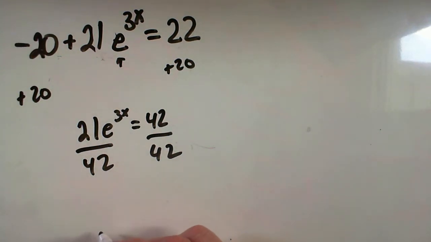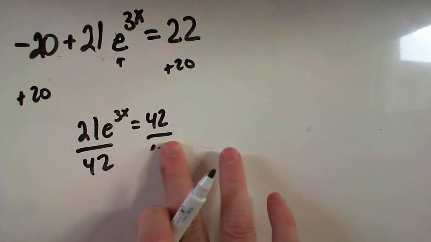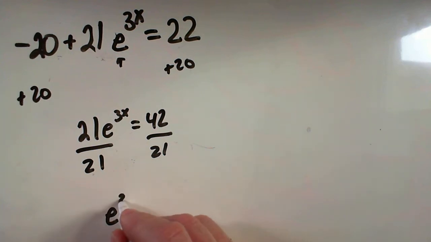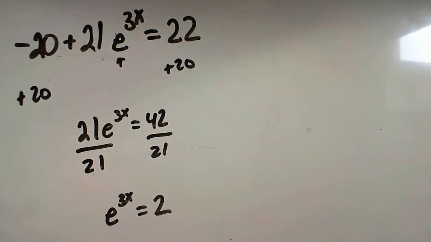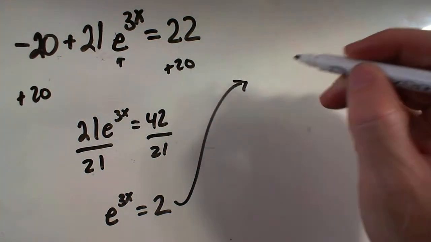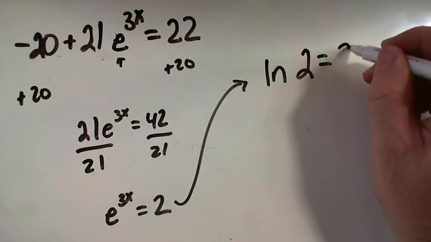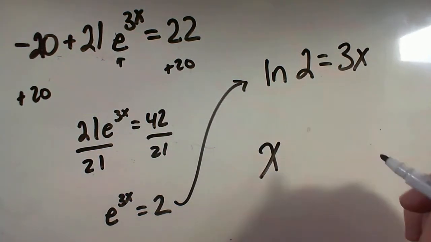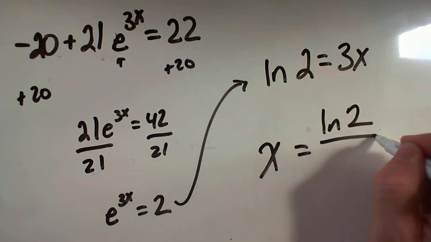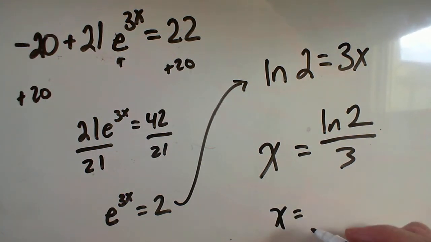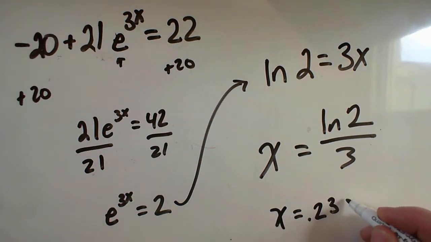That gives us e to the 3x equals 2. We change form, and that gives us ln 2 equals 3x, and x equals the natural log of 2 divided by 3. You can then plug that into your calculator, and when we plug that into the calculator, we get that x equals 0.231.